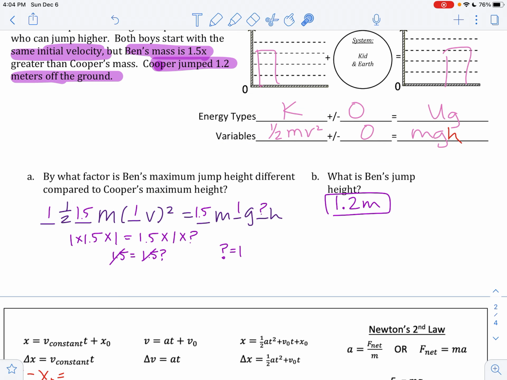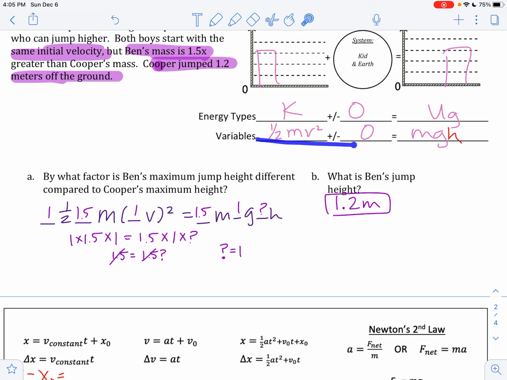So 1/2, if we're comparing Ben to Cooper, does the 1/2 in the equation change? No. So its factor of change is just a 1. The mass, Ben's mass is 1.5 times more. And Ben's velocity, the same initial velocity, so that's a 1 out in front there. And now, this is how the left-hand side of the equation is changing. How's the right-hand side? Well, his mass is 1.5 times bigger. The gravitational field strength is the same. They're both on Earth. Ben might be an alien, though, or at least a monster. And the height, we want to know, how does the height change? So what we're going to do is write a new equation with just these factors of change.